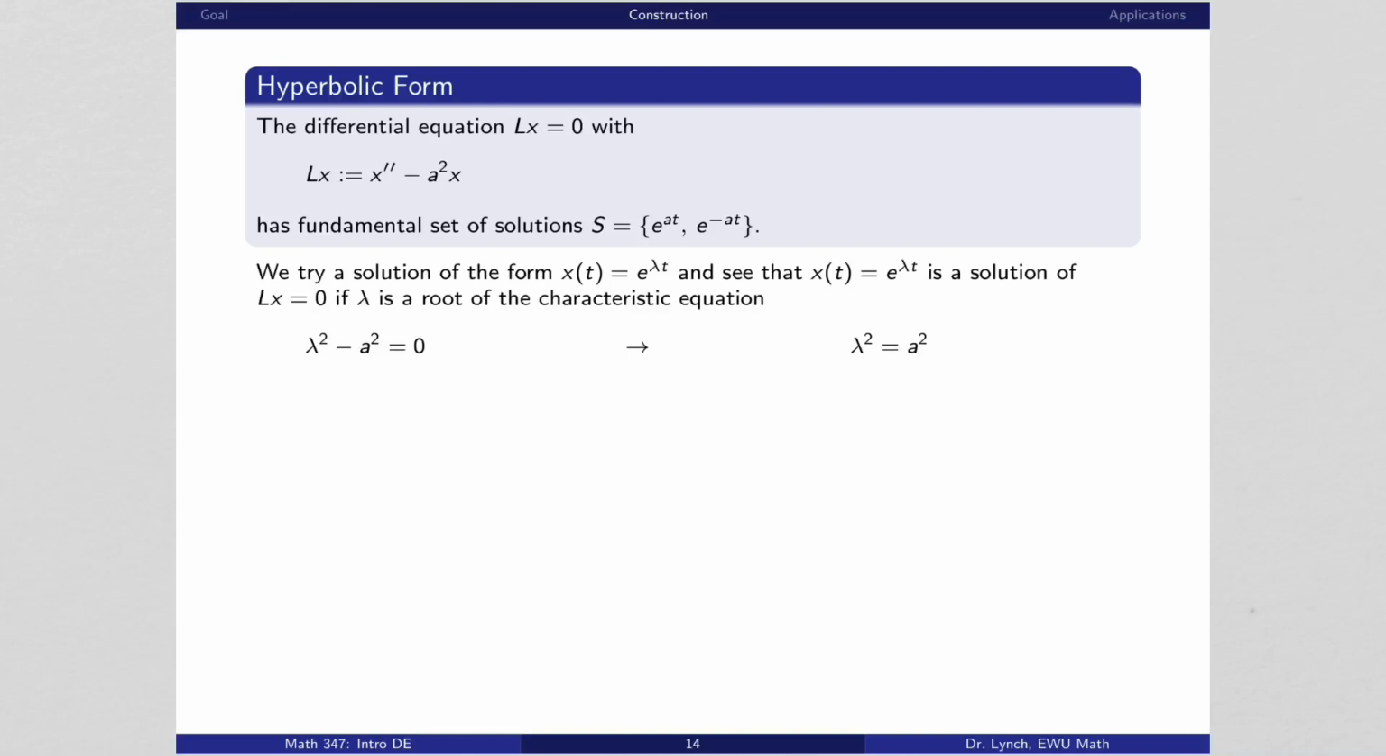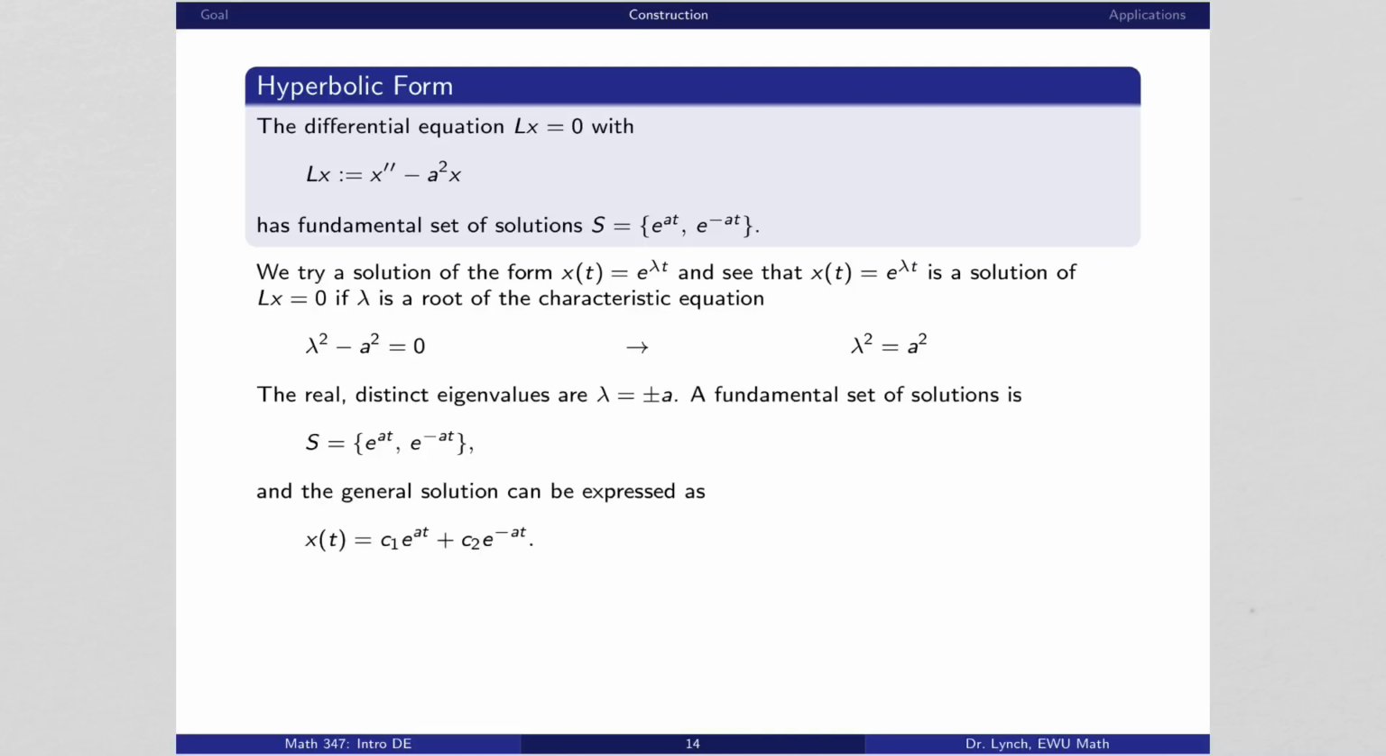Okay, let's talk a little bit about a special differential equation that ends up popping up quite a bit, the hyperbolic form. So the differential equation x double prime minus a squared x equals 0 has a fundamental set of solutions e to the at and e to the minus at. And of course you can see this just as we did a moment ago, seeing that the eigenvalues of the characteristic equation lambda squared minus a squared equal to 0 are given by plus or minus a, real distinct eigenvalues, so that the general solution is a linear combination of those two exponential functions.